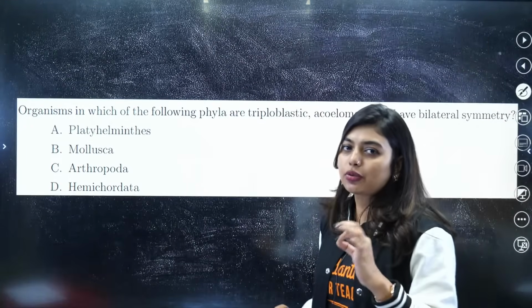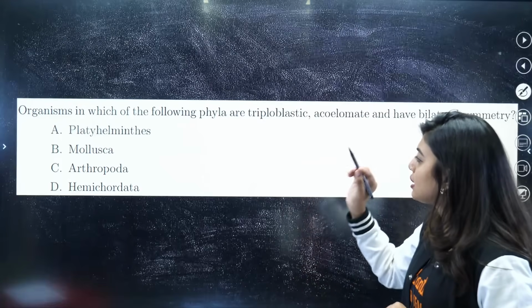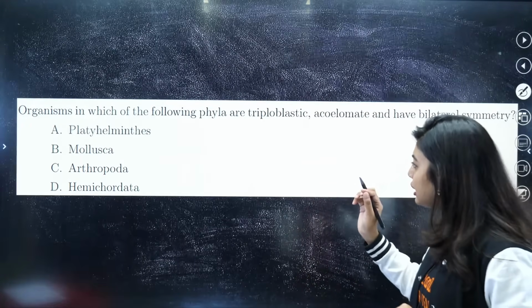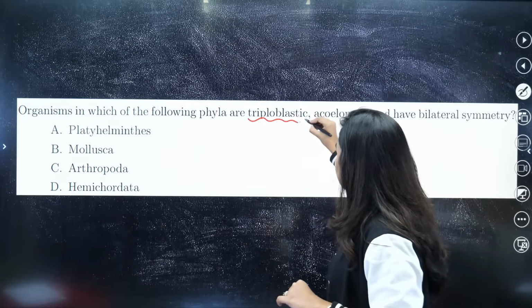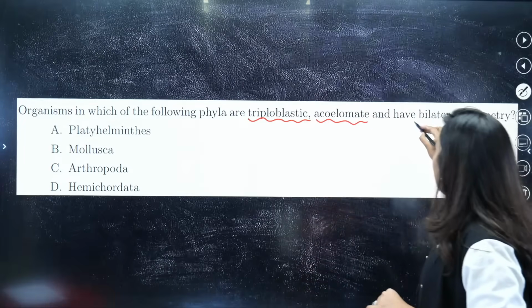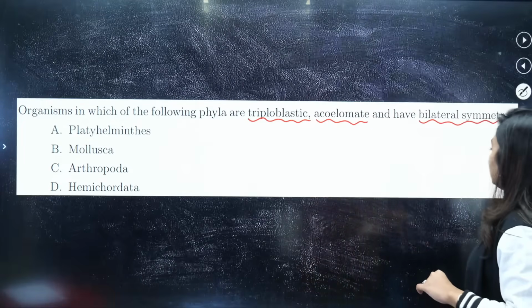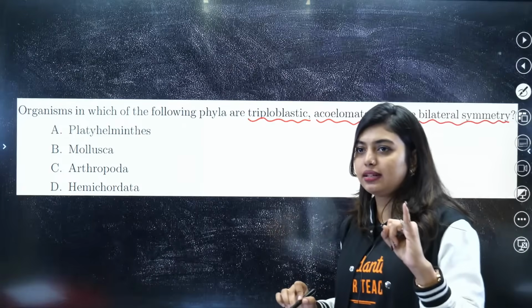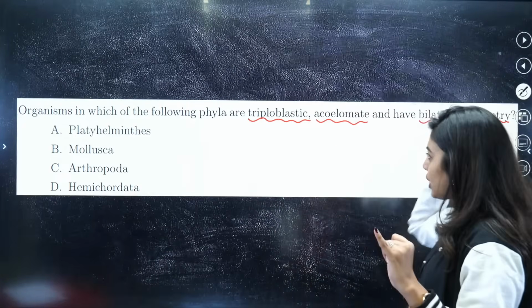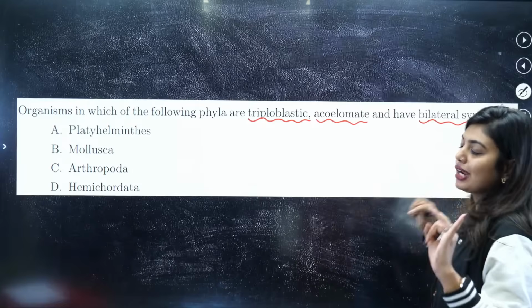Now, next question from Animal Kingdom. Organisms in which of the following phyla are triploblastic, acoelomate, and have bilateral symmetry? Okay, triploblastic, okay, acoelomate, and bilateral symmetry.